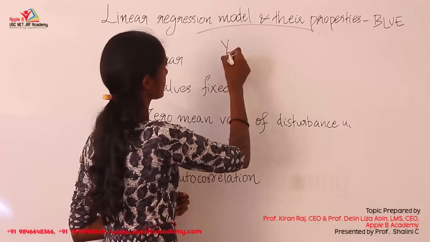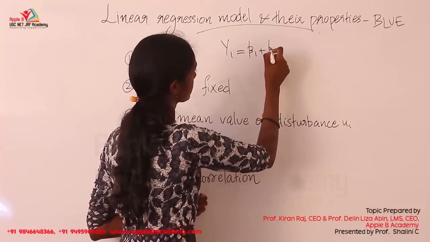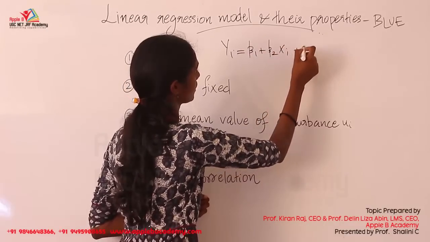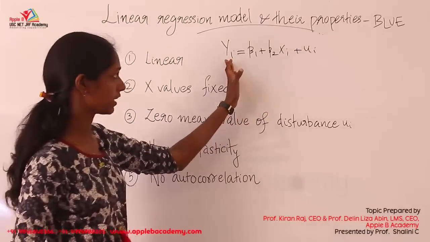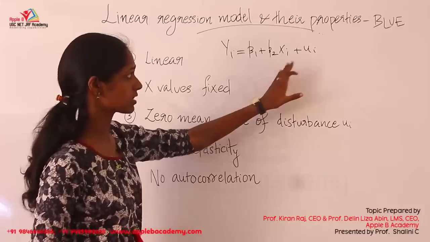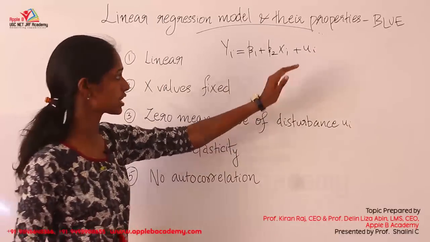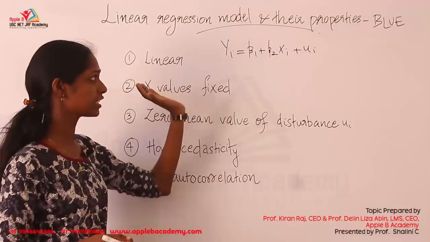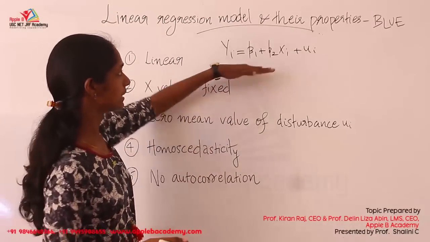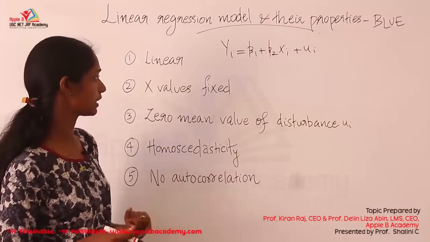A classical regression model is yi equals beta 1 plus beta 2 xi plus ui. Here xi is the independent variable, yi is the dependent variable, beta 1 and beta 2 are the parameters, and ui is the error term. This is an example of a classical linear regression model. The first assumption is that it is linear in its parameters, and as you see here, this model is linear in its parameters. That is the first property.